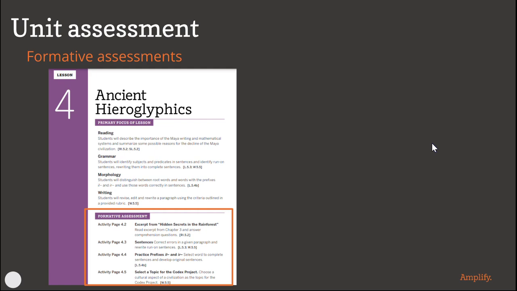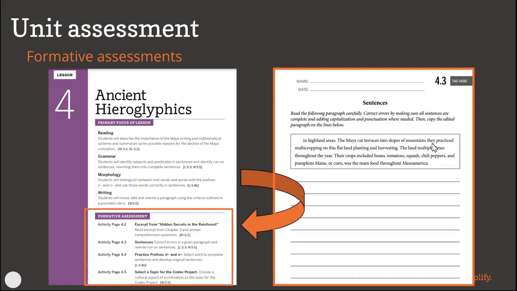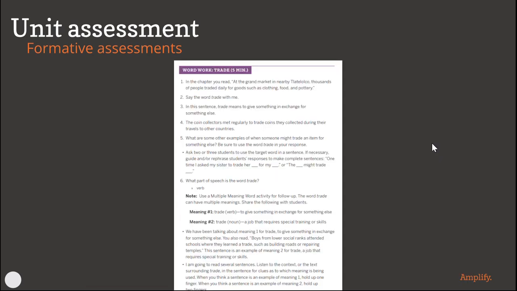Here you may see exit passes, journal entries, activity book pages, etc. Here you see activity book page 4.3 on sentences that align to the language and writing focus objectives of this lesson. Later in Lesson 8, students engage in this word work activity with the word trade. As you see here, the teacher and student will work through this 5-minute activity where students will hear the word and vary in context, say the word, provide examples of the word, practice using the word in a sentence, identify its part of speech, and complete a multiple meaning word activity.